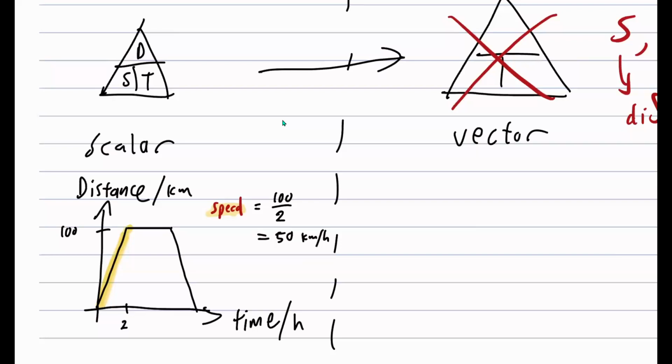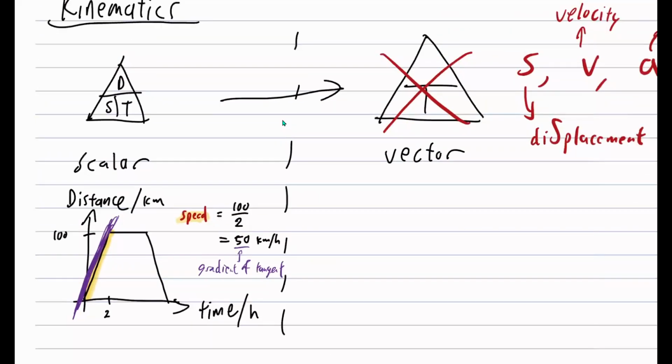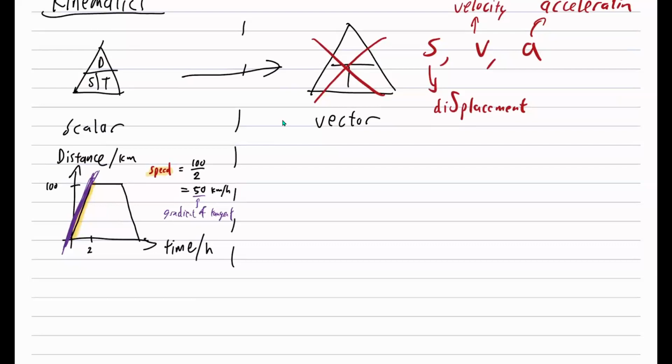But another way to interpret it is you're actually drawing a tangent line on this curve and you're finding the gradient of the tangent. Does that make sense? This guy is the gradient of the tangent. But now with vectors, what we are simply doing is changing the y-axis here to something called displacement, represented by the symbol S, against time. And by the way, displacement can be negative now.